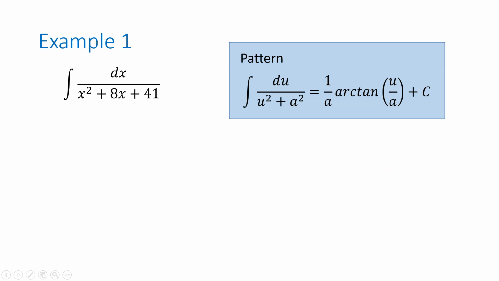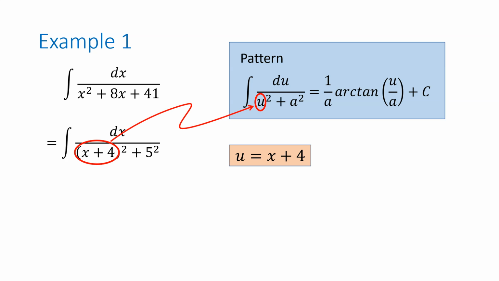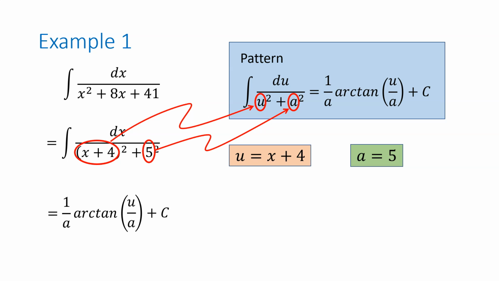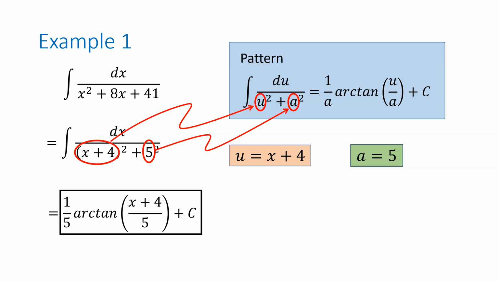Our integral can then be rewritten as the integral of dx over x plus 4 in parentheses squared plus 5 squared. Now let's compare this to our pattern. u equals x plus 4, and a equals 5. We write the solution from our pattern, 1 over a times arctangent of u over a, all plus c. We first replace a with 5, and then u with x plus 4. We've solved our integral. We end up with 1/5 times arctangent of x plus 4 over 5, all plus c.